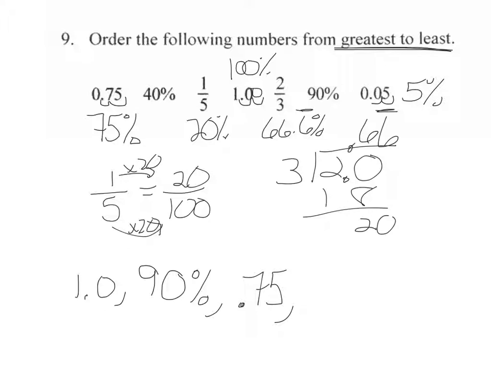Then after that would be your 2/3, which was the 66.6% repeating. Then you have 40%. Then you have the 1/5. And then you have the 5 hundredths. So that is putting them in order from greatest to least. You can change them all to decimals, you can change them all to fractions, whatever is easiest for you to compare. I personally just like changing them to percents to compare them.